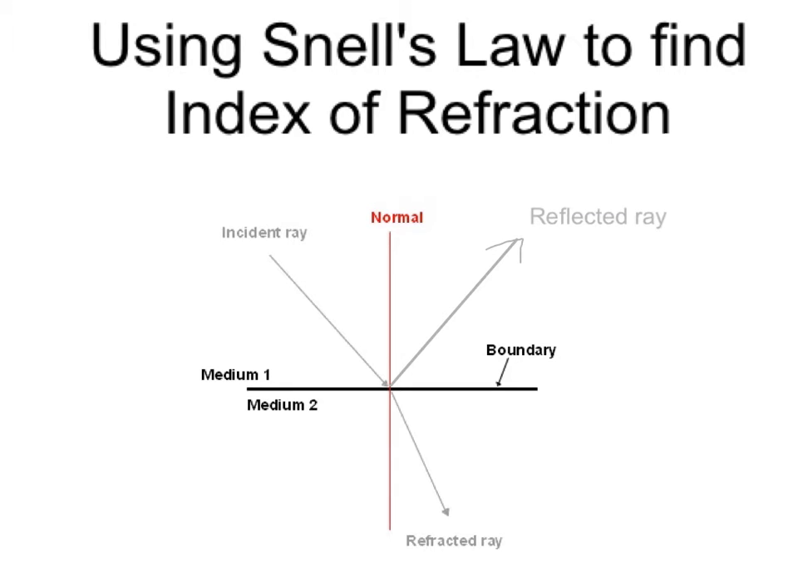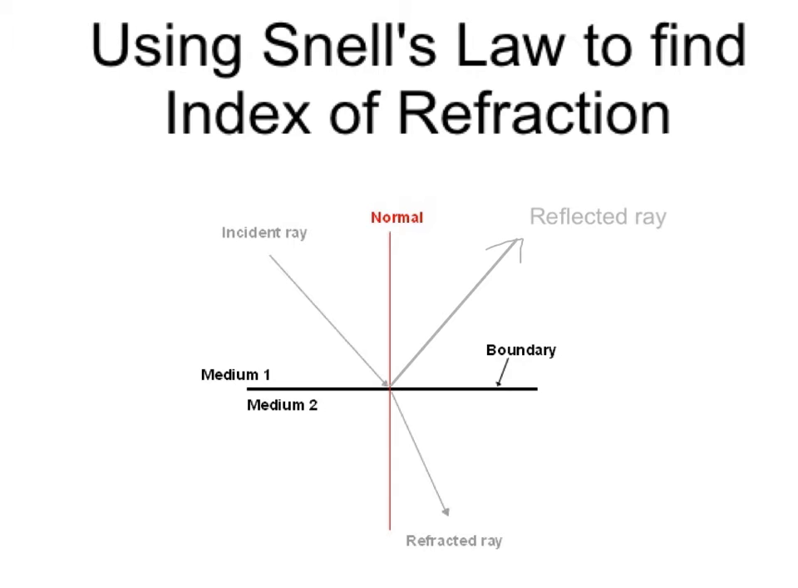Well, here's a short video segment to describe how we use Snell's law to find the index of refraction for some material. Snell's law is to refraction what the law of reflection is to reflection. So in the diagram that I've shown here on this page, we see what happens when an incident ray comes in from the upper left and strikes the boundary between two different media.